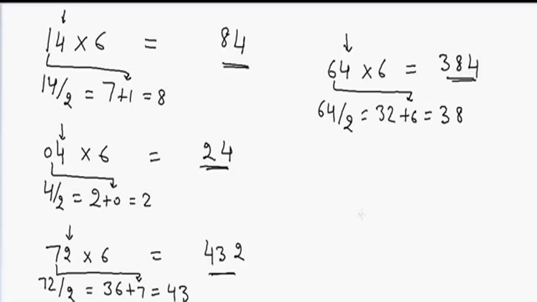So how did I get this trick? I just look at the table of 6 and I look into the patterns, and this is what I get. And this is only valid for even numbers. You cannot apply this trick for odd numbers. It's only valid for even numbers, but still this trick could be handy for some of the calculations you will have in the exams or your day-to-day life.